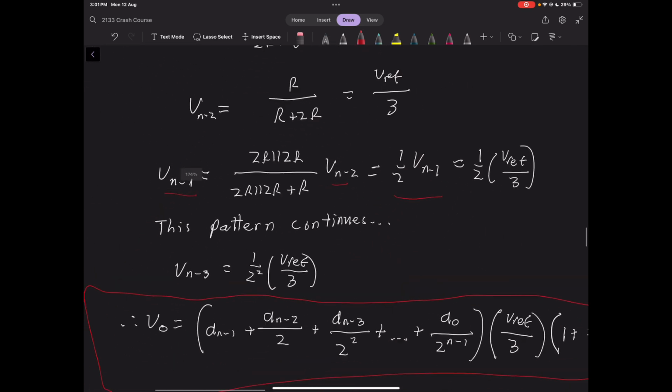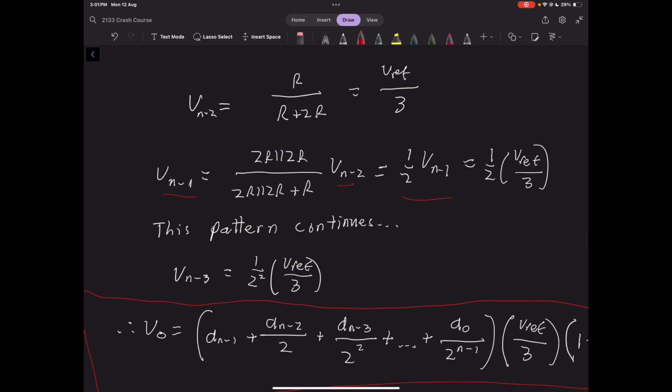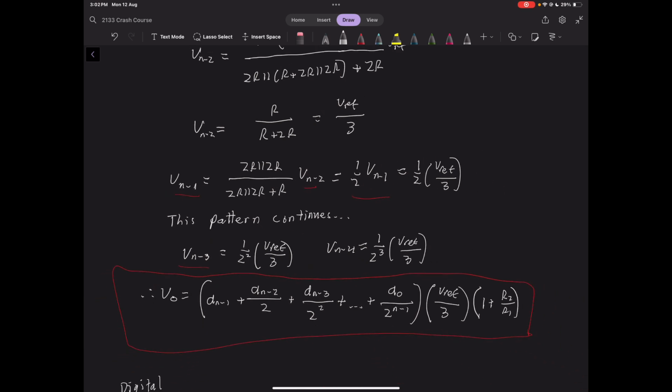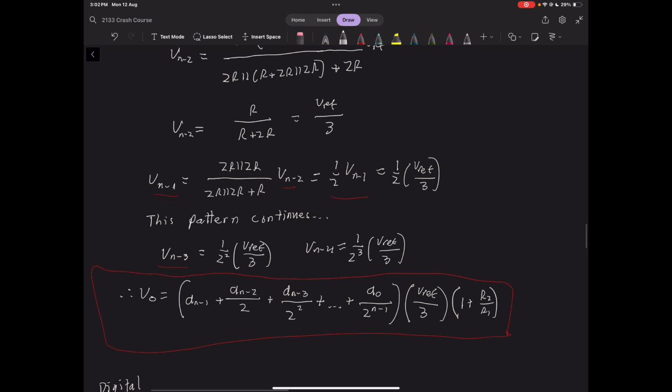And if you check, this pattern keeps continuing. Every node is a further and further half fraction of V reference on 3. So Vn-4 is going to be this voltage. That's the contribution. So Vn-4 will apply this much voltage to the node Vn-1, which is going to be what gets fed into the input of the op-amp.